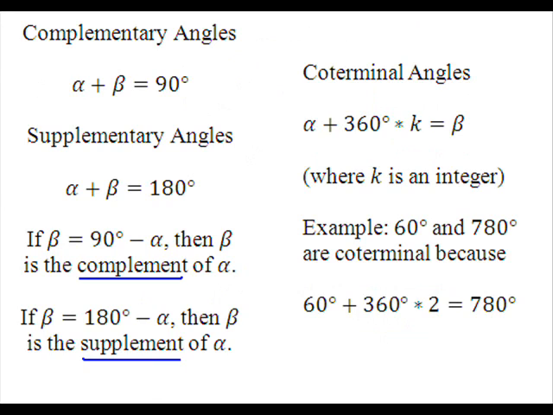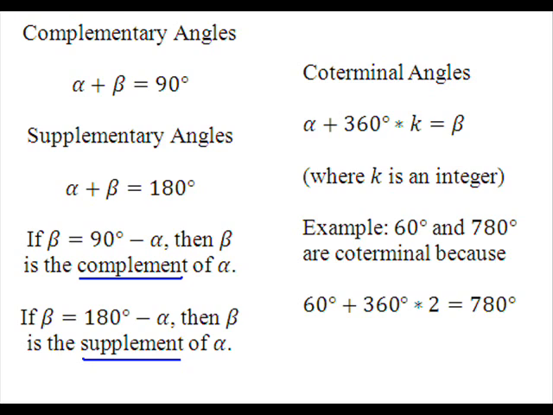Two positive angles are called complementary if their sum is equal to 90 degrees, and two positive angles are called supplementary if their sum is equal to 180 degrees. To find an angle's complement, simply subtract the angle from 90 degrees. To find its supplement, just subtract it from 180 degrees.